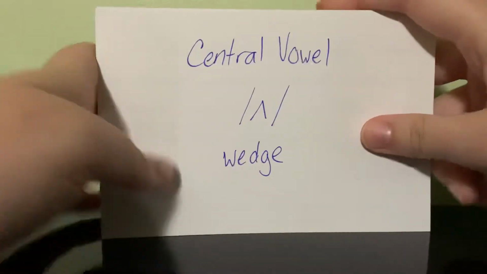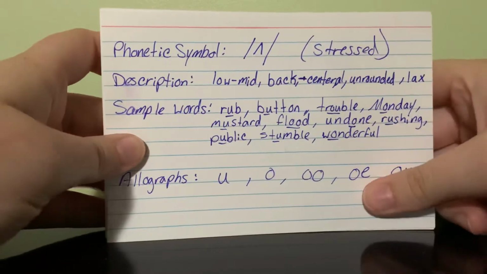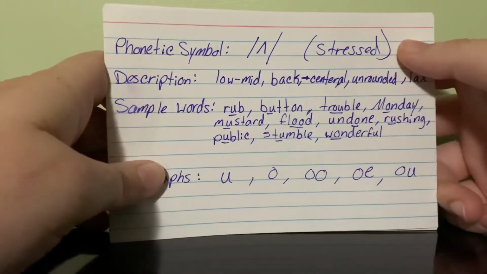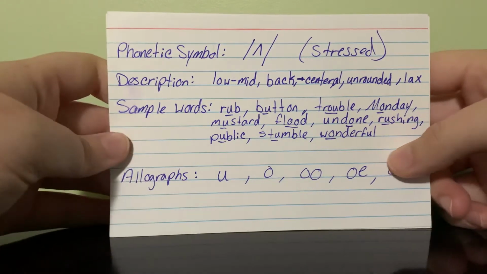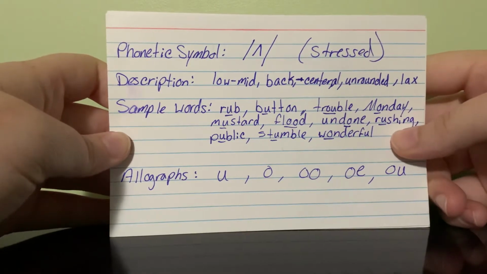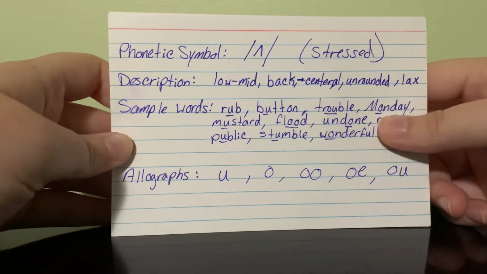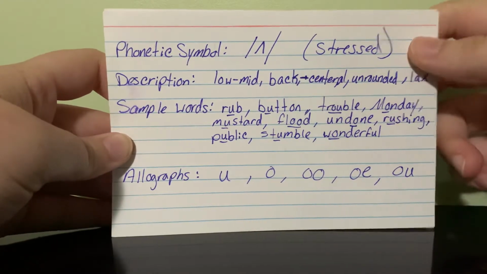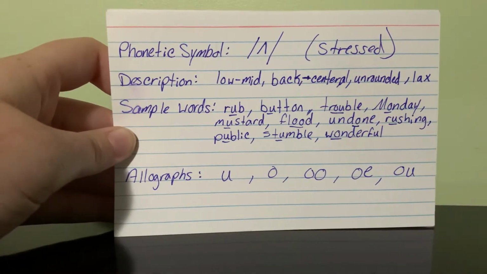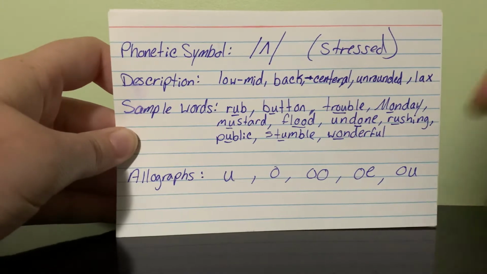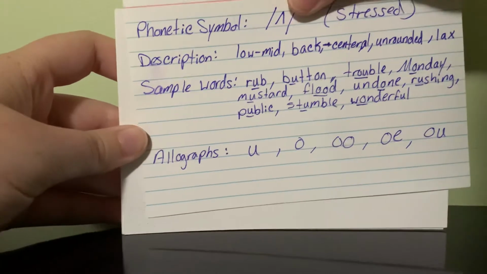Next is the wedge. It's just like an upside down V. It only happens in stressed syllable placement, and its description is low, mid, back, central, unrounded, and lax. So in words such as rub, button, flood, trouble, Monday, all those words making the sound, but only in a stressed syllable placement, which is where the most effort is being put into that one sound of that word. And the various allographs underneath here that it can show up as in each of those words, all making the sound.